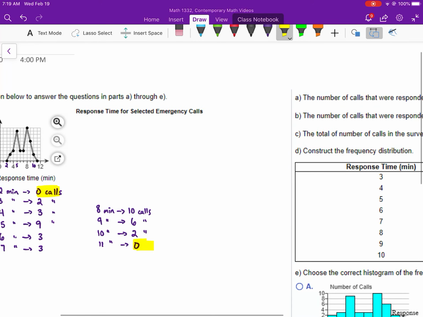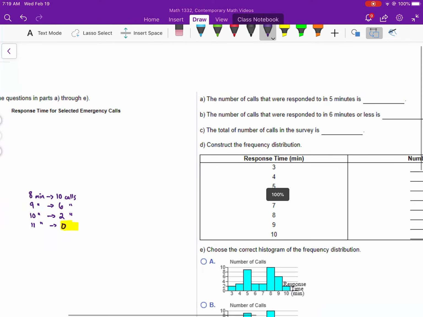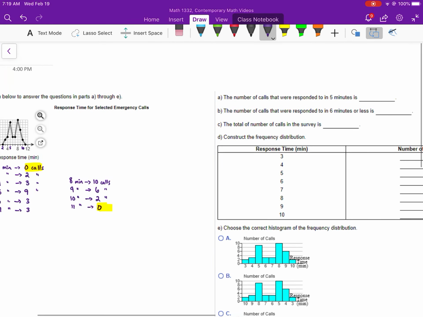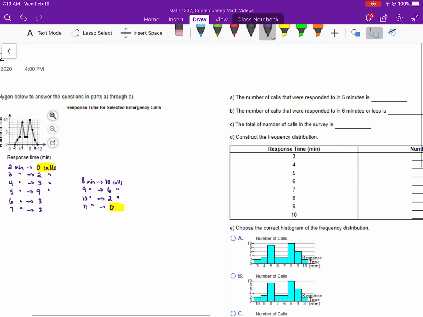First off, the number of calls responded to in 5 minutes. That is right here, at 5 minutes. It looks like 9, so we had 9 calls.